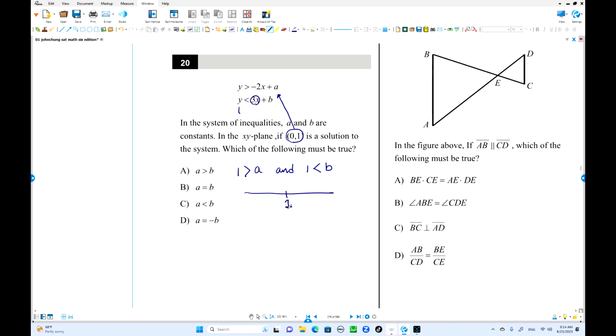This is 1 over here. A is less than 1, A is over here. B is greater than, B is the right hand side. So B is always greater than A. Okay, so choice B is the answer.